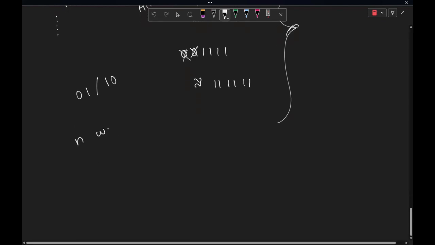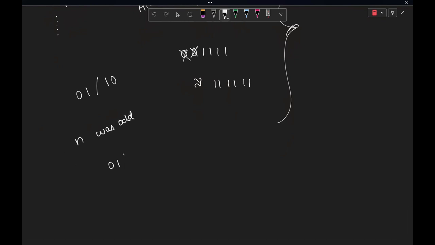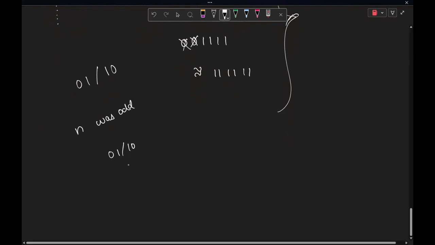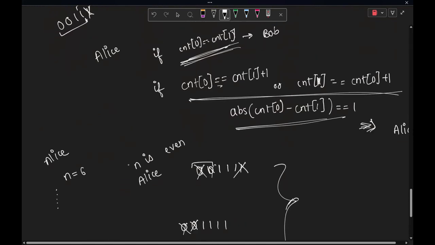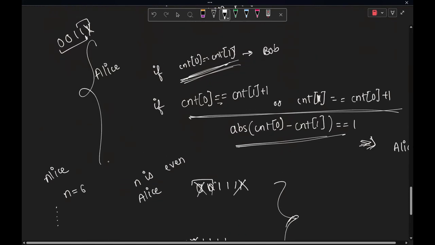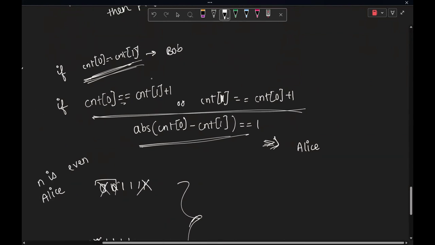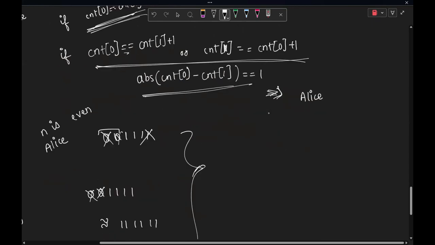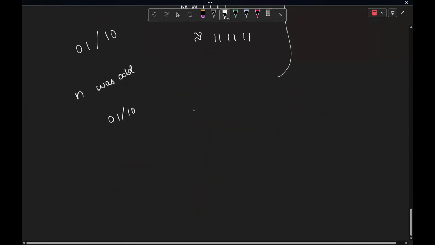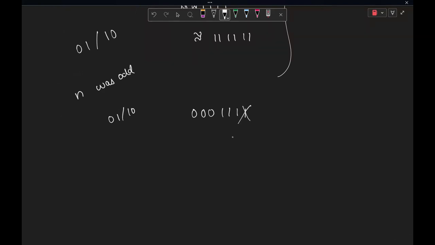But what if n was odd? If n is odd, you would like to have the game end at 0 1 or 1 0. You would not like to have the game ending at 0 or 1. Right now we are talking about those cases where these have failed. Right now, we are only talking about the else case. If you could somehow make sure this happens, then you would definitely do it. So basically, if the string looks something like this, you would definitely take out the larger frequency character to make it an unwinnable game for Bob.